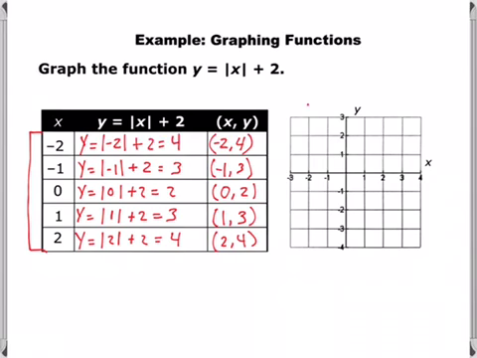It's slightly off the graph here for me, so I've got to graph it up here. And then negative 1, 3. There. And 0, 2. And then 1, 3. And then 2, 4. It appears our graph makes kind of a V shape here, which is true for the absolute value. It should make kind of a V.